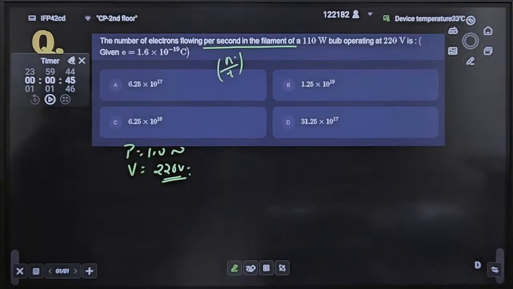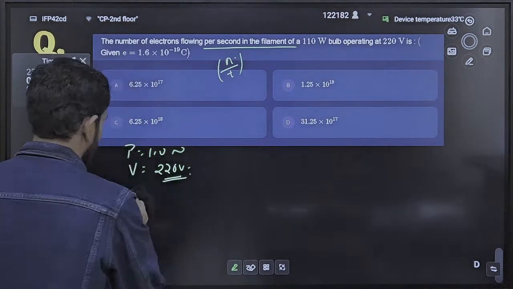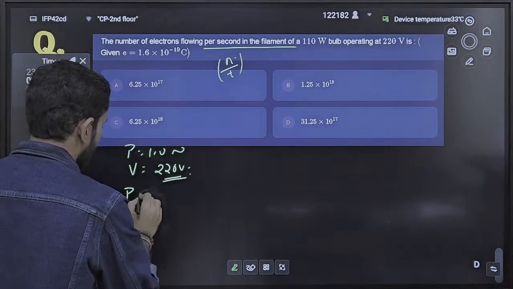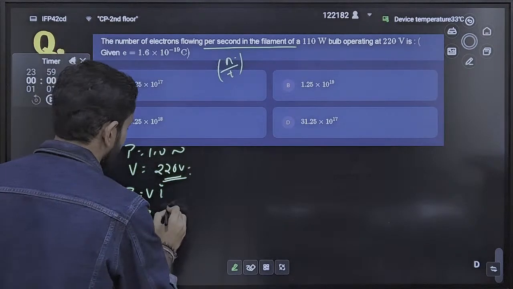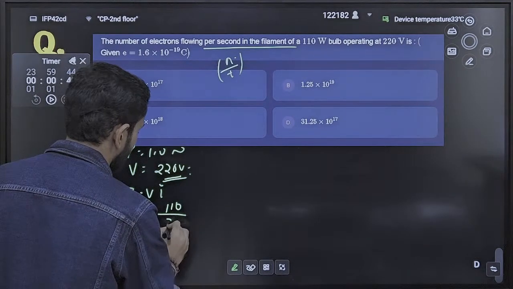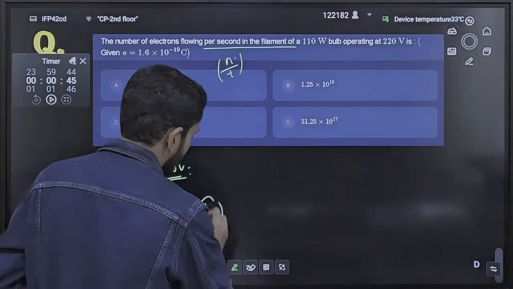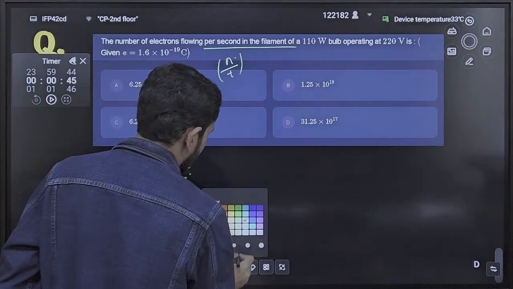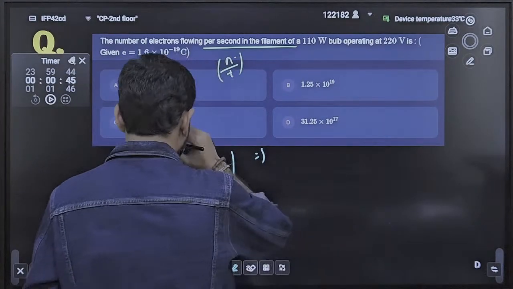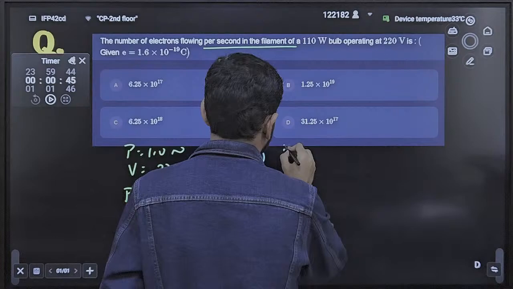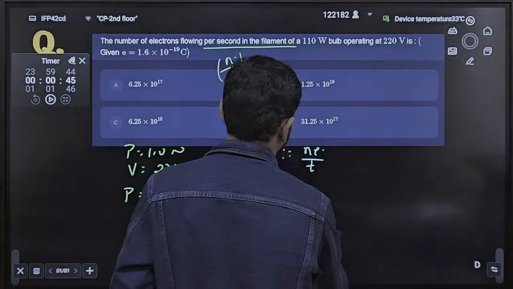Correct? See, I can calculate. From this relation, can you calculate current? Power is equal to what? V into I. Can you calculate current? Current is equal to how much? 110 divided by 220. That can also be written as 1 by 2. If it is written as 1 by 2, what you can do further? Current is 1 by 2, and current can also be written as n times e divided by t.